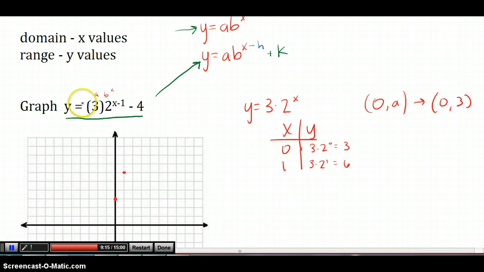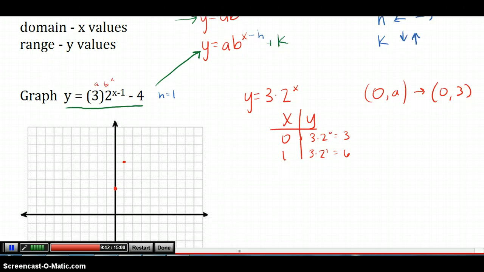Alright, so look at our formula. We have x minus h. H is going to be the translation right or left. So how it's moving right or left. K is how it's moving up or down. Start with right or left. Minus h. We have x minus 1. So that means our h is 1. So that means your dot is going to move over 1. Moving over 1.